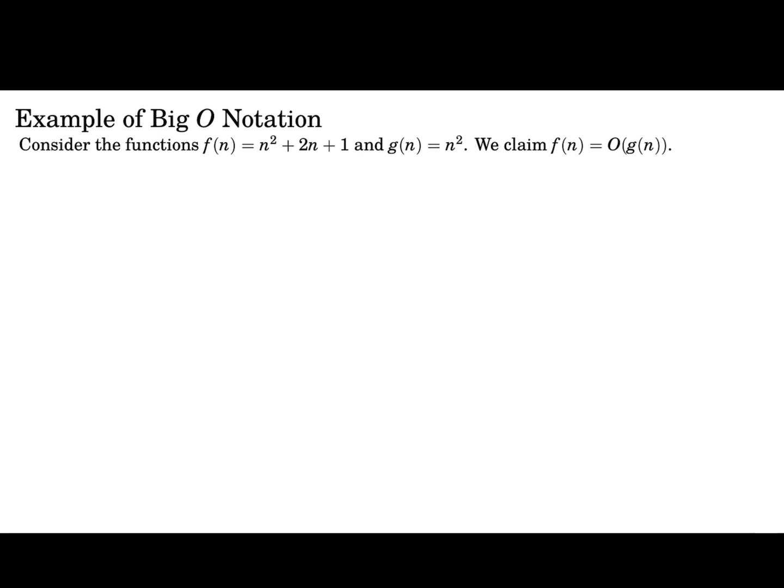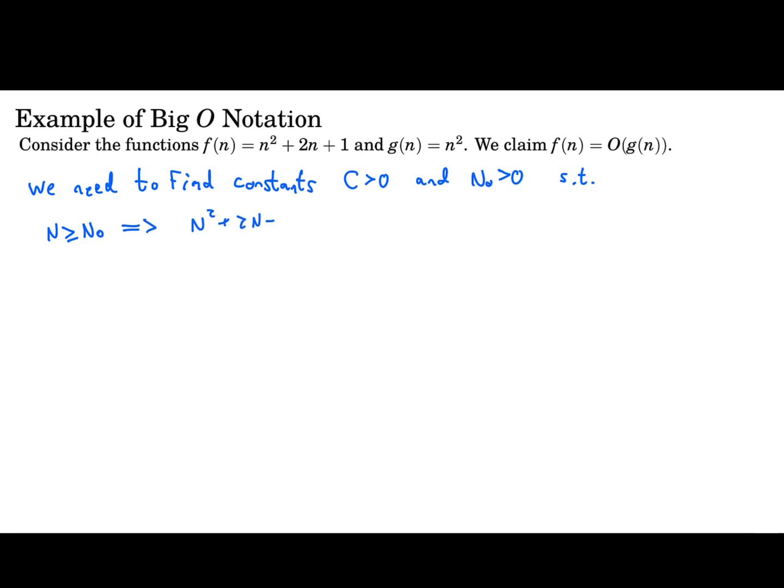To prove this, we need to find constants c larger than 0 and n0 larger than 0 such that whenever n is larger or equal than n0, this implies n squared plus 2n plus 1 is smaller or equal than c times n squared.